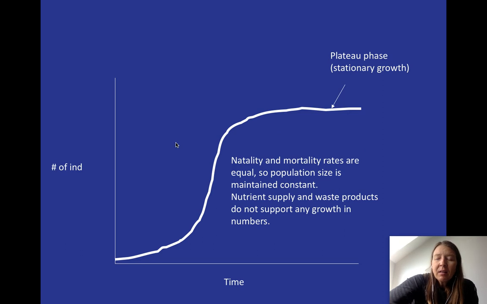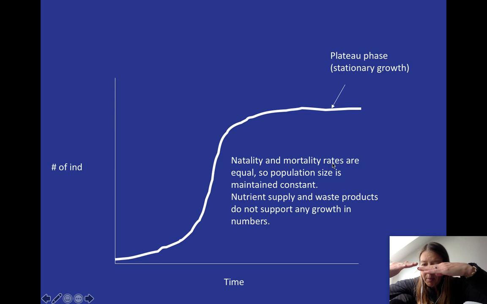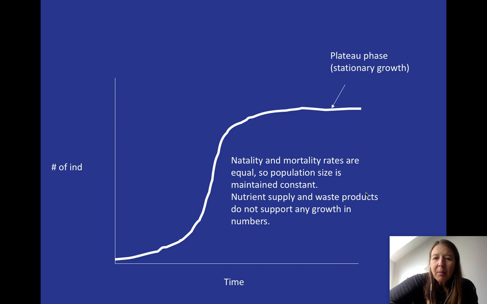And then finally, we get the plateau phase, which is carrying capacity. That's when natality and mortality are about equal. They might do a little bit of this and that. That means the nutrient supply and the waste products aren't going to support growth in numbers. Waste products are also an important part of carrying capacity. You've got to have enough food, water, shelter, space, but you also have to be able to deal with your waste products. You can pollute yourself out, which humans might be doing right now when we think about climate change.